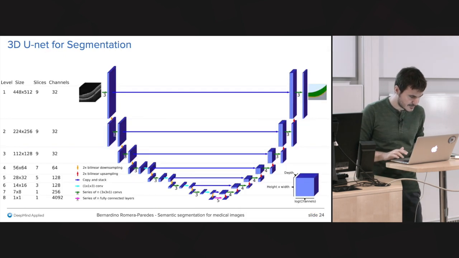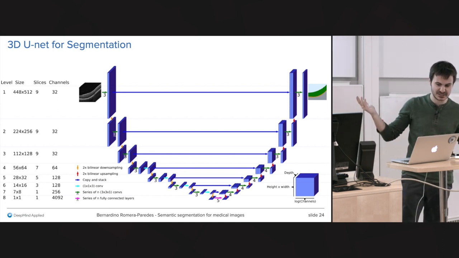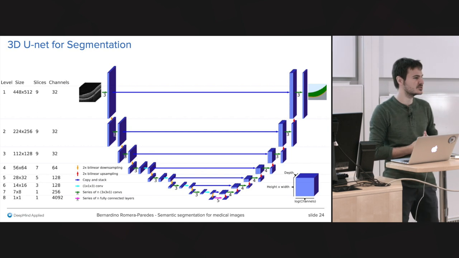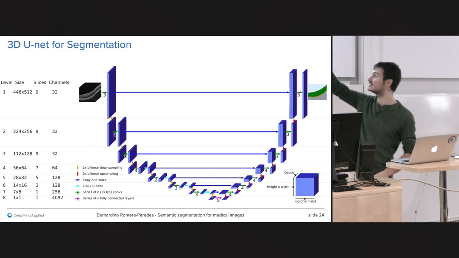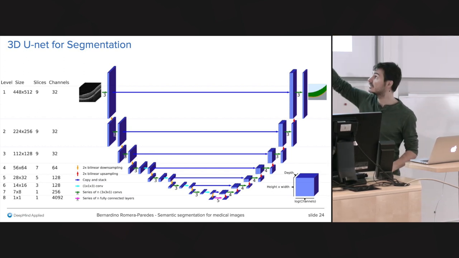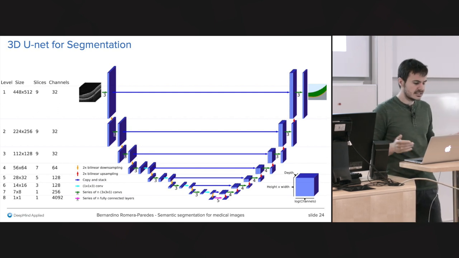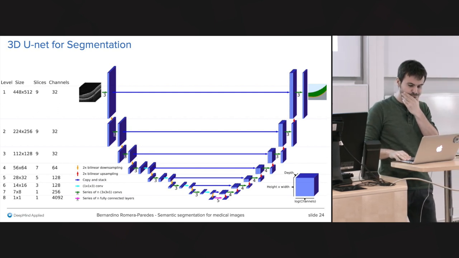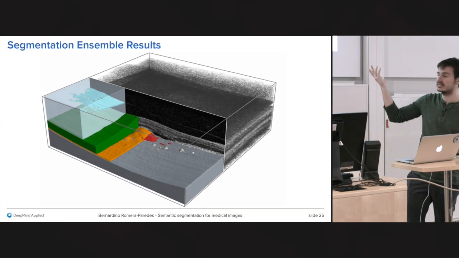So for the first stage, we use a pretty similar network to what we were using before, a U-Net. Again, the input is a patch in three dimensions. Now we have only 9 slices in the input and 1 in the output. But other than this, it's pretty similar to the one before. And this is an example of the results.